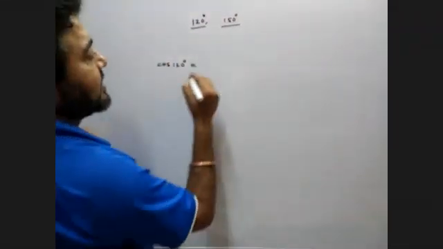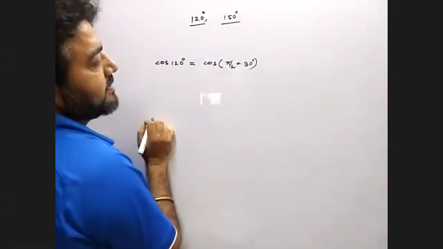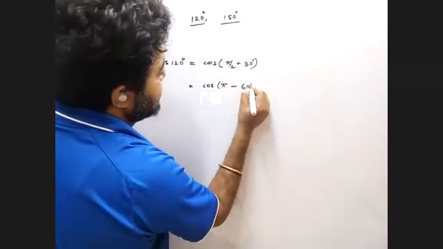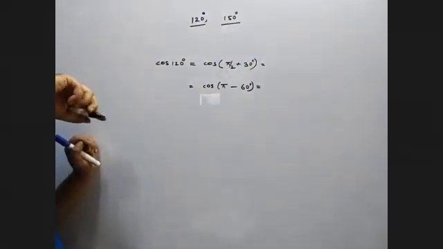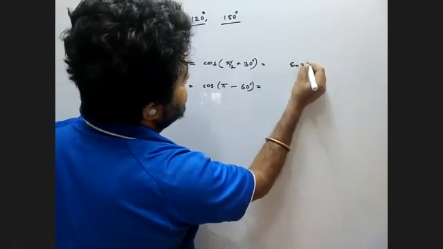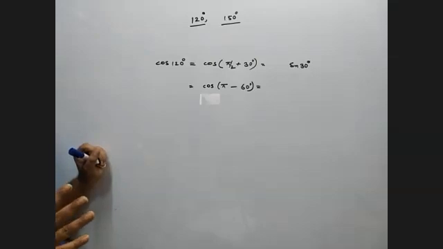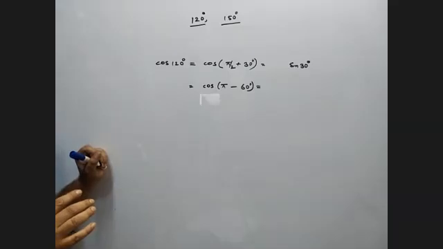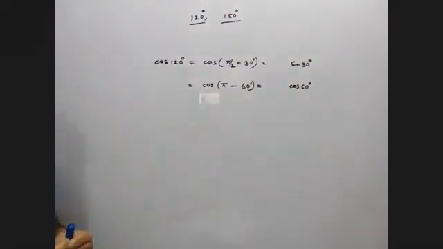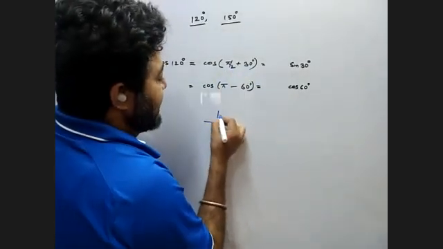So cos 120 degree, what can we write? Cos of 90 degree plus 30 degree. Can we write this? Yes, sir. Or cos of 180 degree minus 60 degree. Can we write this? Yes, sir. So if we write cos of 90 plus this, that means we can write minus sin 30 degree. Is it okay? Yes, sir. If we write the other one, we write minus cos 60 degree. Is it okay? Yes, sir. Now 120 degree means 90 plus 30 degrees, in which quadrant?